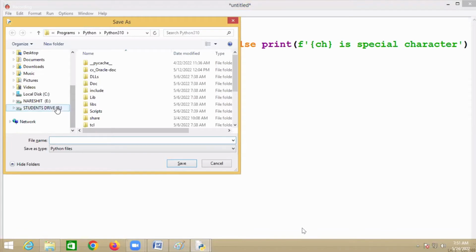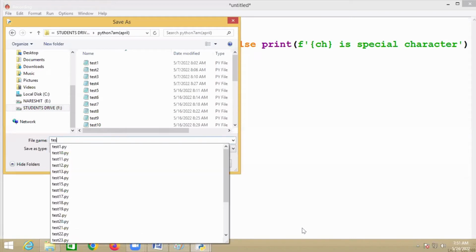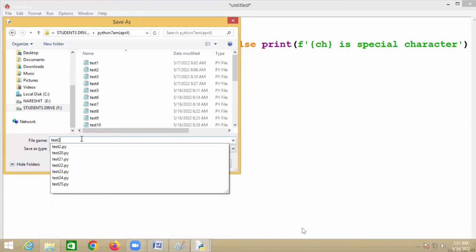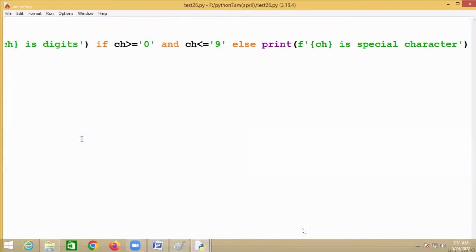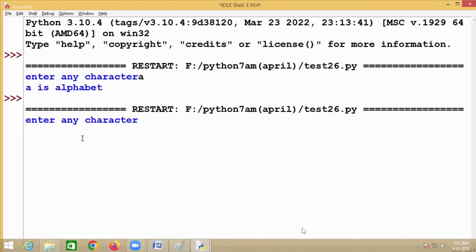Nested means multiple conditional operators. Now once you run this, enter any character. My character is A. A is what here? Alphabet. Enter any character. My character is 5. 5 is what here? Digit.